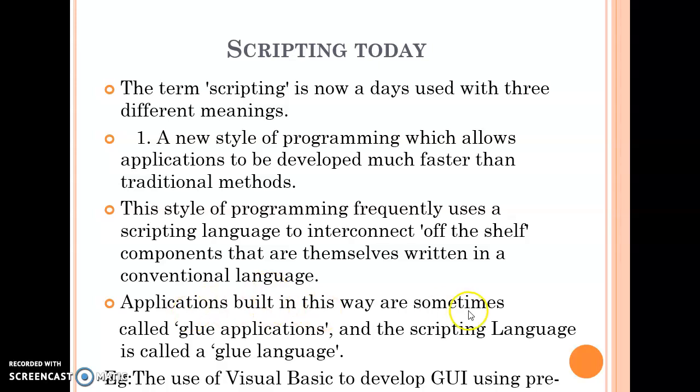Applications built in this way are sometimes called glue applications or glue languages. A glue language is a scripting language. Example, the use of Visual Basic to develop a GUI using pre-built visual controls.